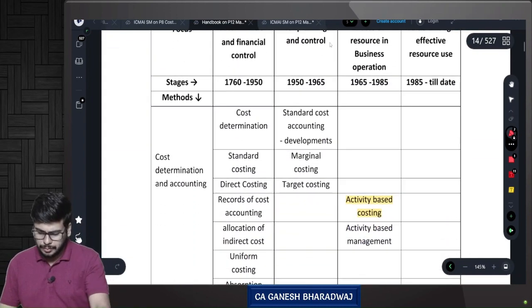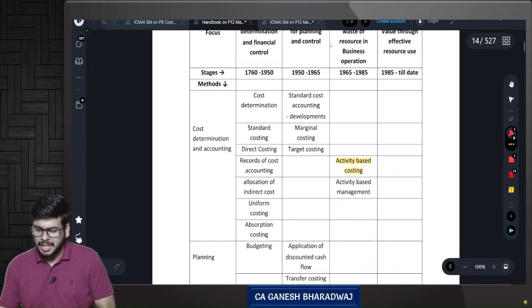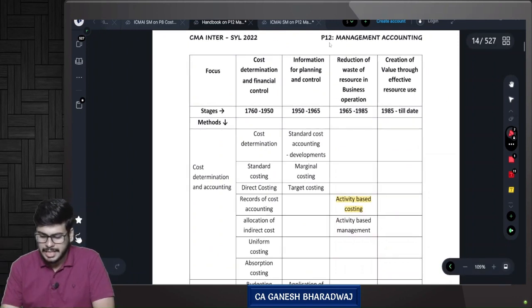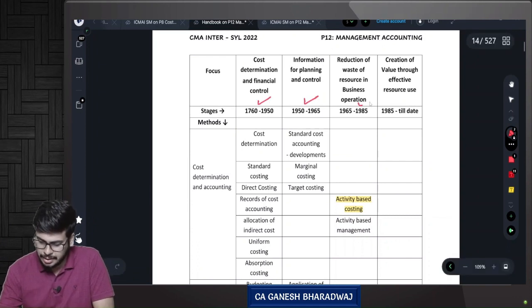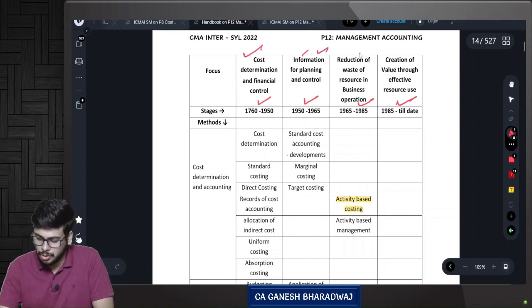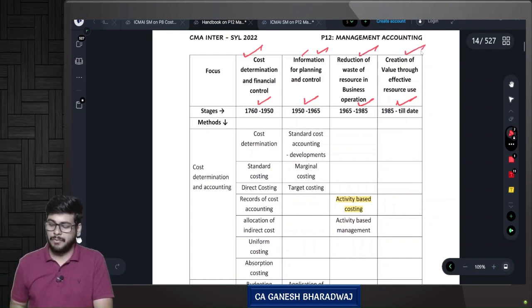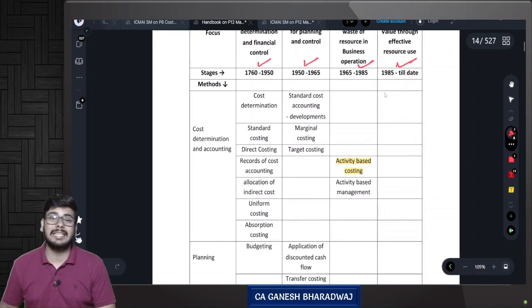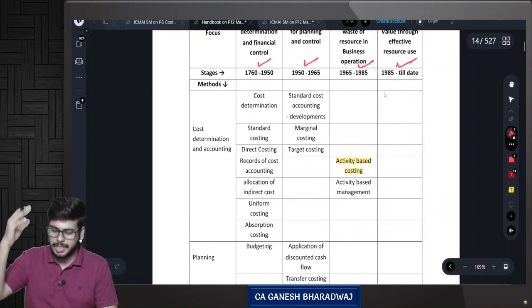So now what the Institute has done is they have divided this entire phase into 4 phases. They have mentioned it in a tabular column. So first phase, second phase, third phase and the fourth phase, or the stages. They have mentioned the objectives here on the top: cost determination, financial control, information for planning and control, reduction in waste of resources in business operation, and creation of value through effective use of resources. So they have also mentioned what techniques were adopted during the respective period.